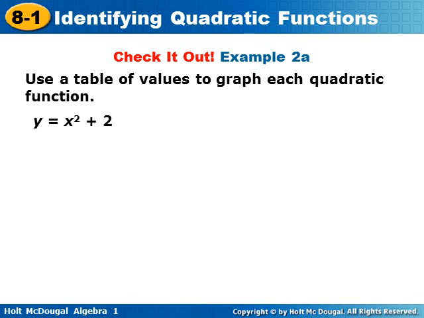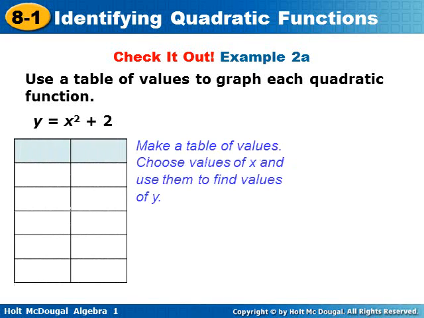Use a table of values to graph each quadratic function, y equals x squared plus 2. This one's for you to try, so you can create a table. They're going to choose the points -2, -1, 0, 1, 2 because they're easiest. If you choose other points, that's fine. Just know that these are the ones that will have the answers when you check back.